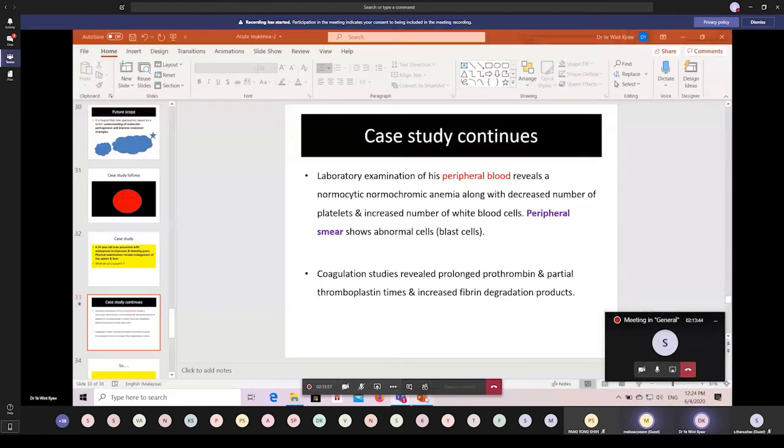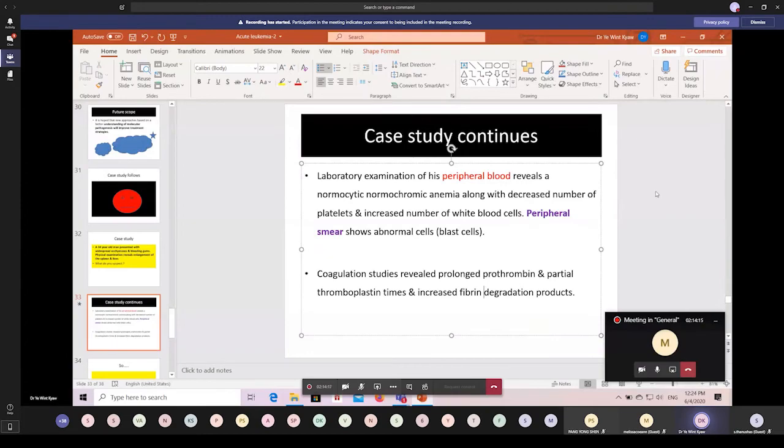The first one is normocytic normochromic anemia. Then the second one is a decreased number of platelets. Third one, increased number of white blood cells. Fourth one is presence of blast cells. Another one, yes, this is also a feature.